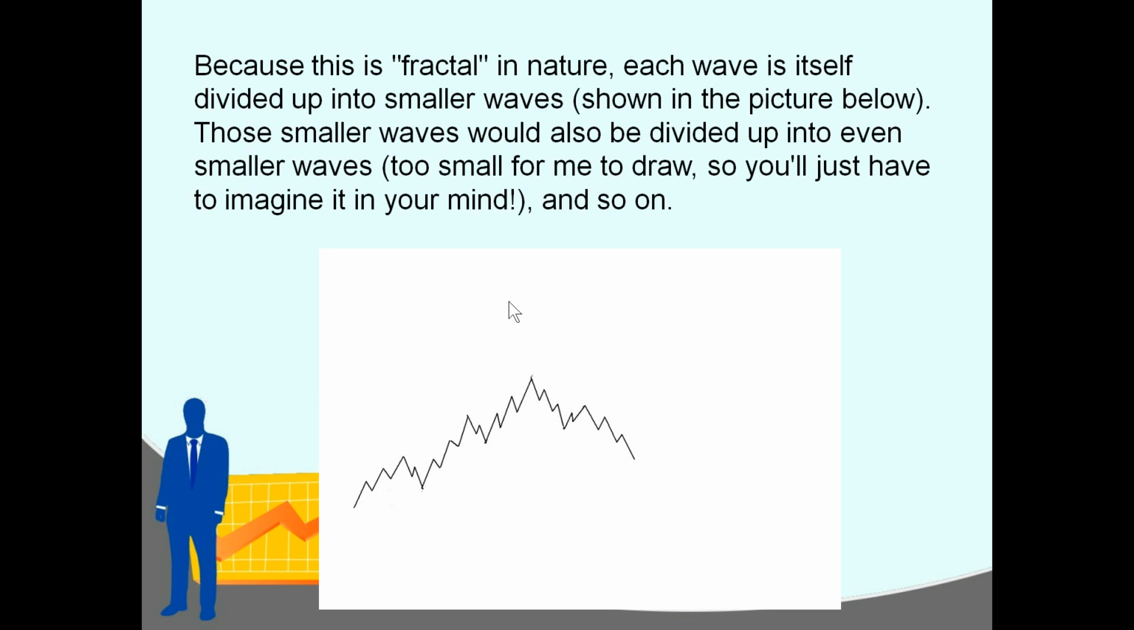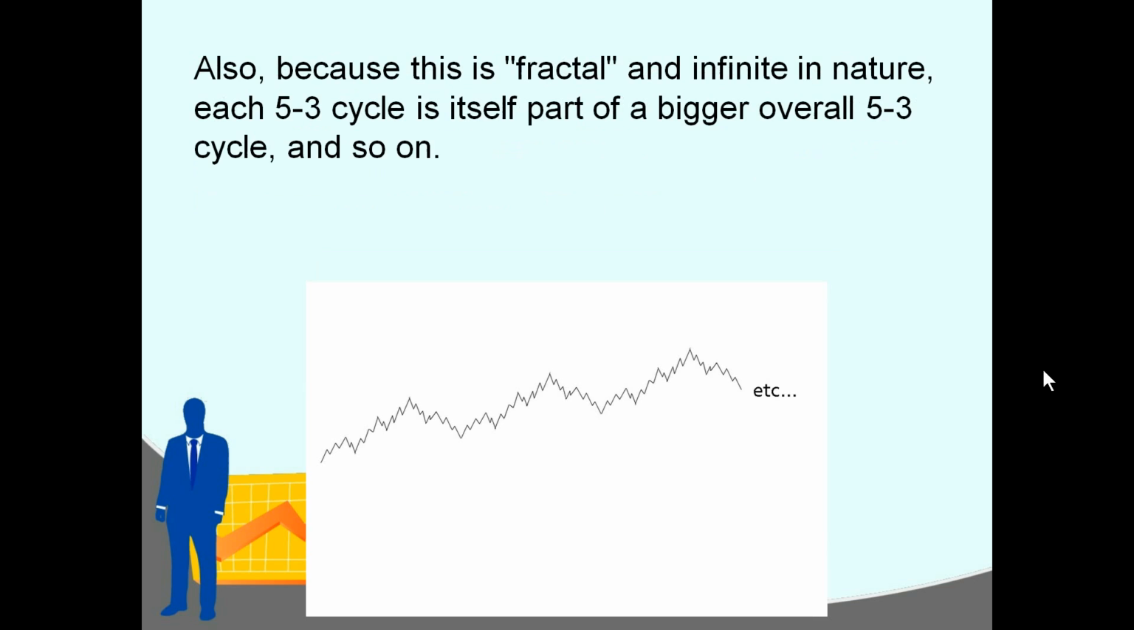Okay? And also the corrective waves. 1, 2, 3. Those 3 waves are each divided up into smaller waves. And each of those little waves would be divided up into even smaller waves, and so on infinitely, according to the theory. Much like the fractal pattern I showed you at the beginning. Also, because this is fractal and infinite in nature, each 5-3 cycle is itself part of a bigger overall 5-3 cycle, and so on. Alright?